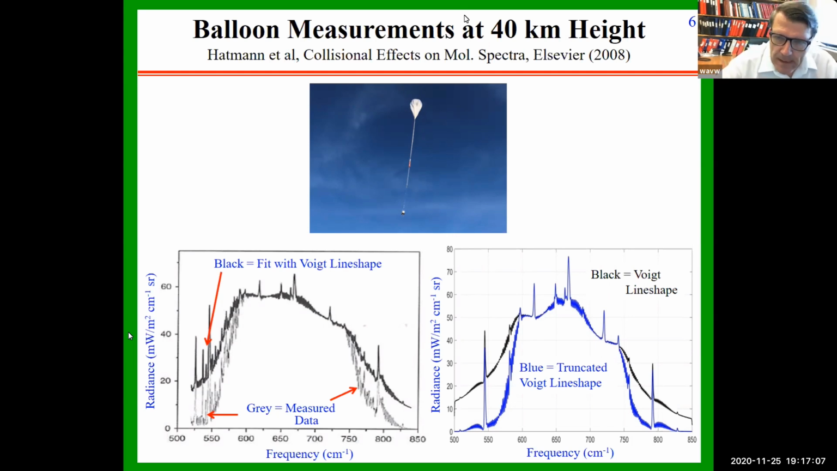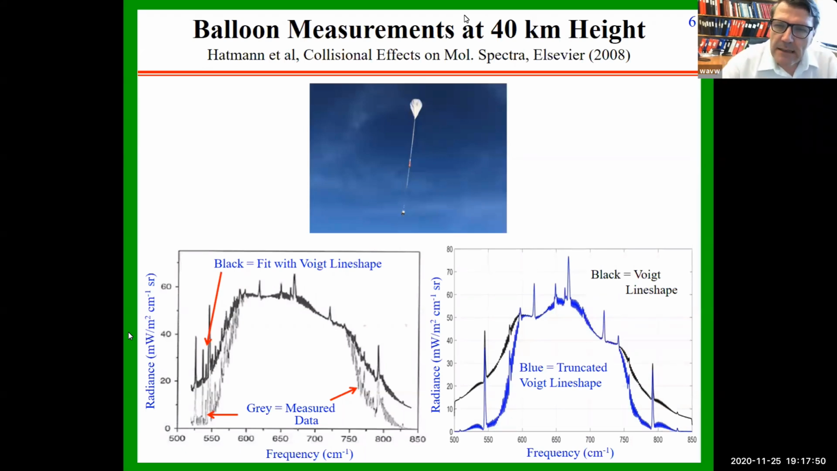Now, when people get data like this, they want to understand it. And for the technical experts here, they like to fit it using a so-called Voigt line shape. If you don't understand this, you can just not pay attention for a minute. A Voigt line shape is just the convolution of a Lorentzian with a Gaussian distribution because the molecules are moving. The important point I want to emphasize is that this black curve doesn't fit the data very well when you get out to the edges of that absorption band around 500 to 550 and 750 to 800 wave numbers.